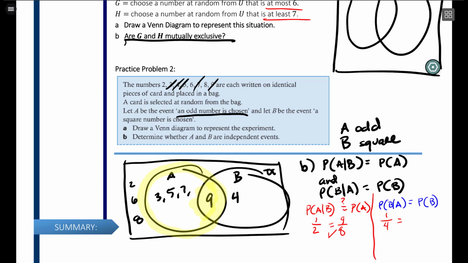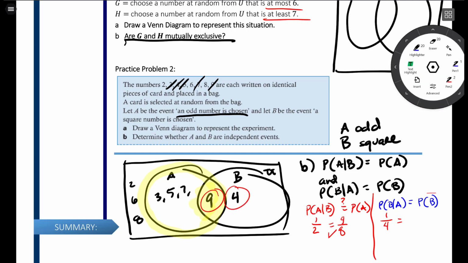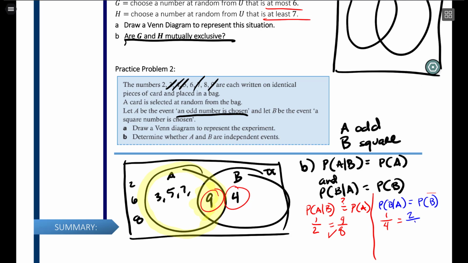Now let's see what elements in general from this universal set are square numbers. Well, for the probability of B, there are 2 numbers that are square out of a total of 8 numbers. And are these two things equivalent fractions? They happen to be. What does this tell us? Well, we've satisfied the first part of the independence condition, the probability of A given B equals the probability of A, and we've satisfied the second part of the condition. Thus, A and B are independent of each other.